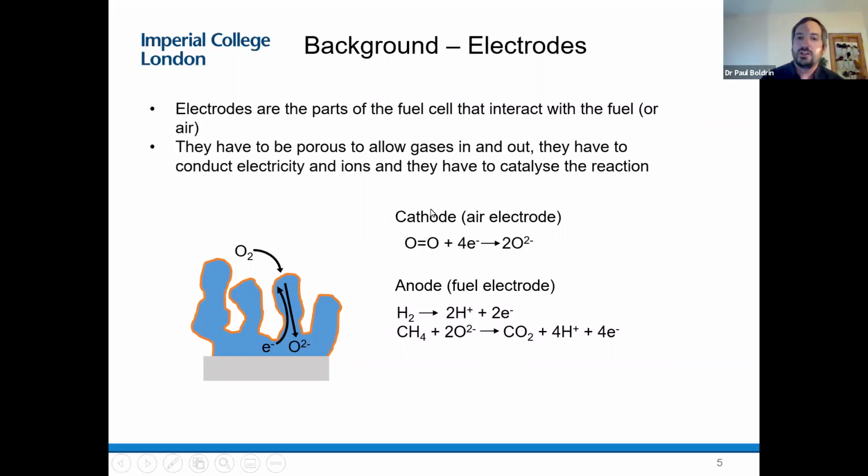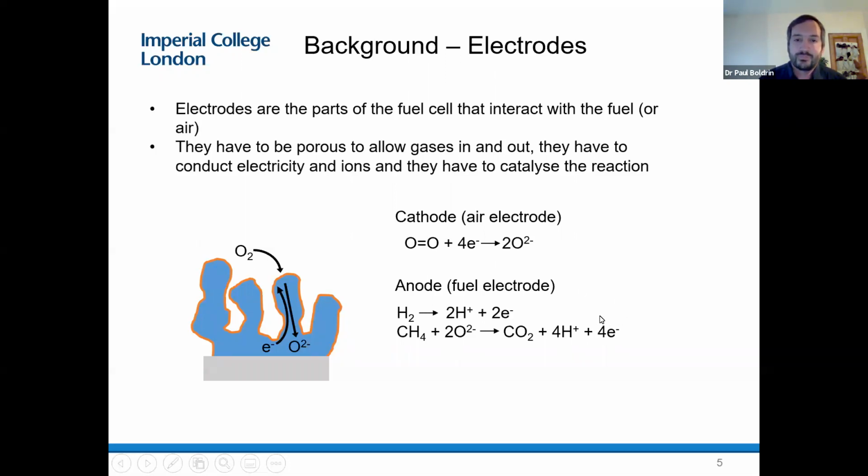All fuel cells have two electrodes. You've got the air side, which is called the cathode, and the main job of the air side is to split this oxygen bond to convert it into two oxide ions. And although we think of oxygen as being quite a reactive molecule, this is actually quite a strong bond. So in terms of the activity of the electrode, finding a material which is good at splitting this oxygen bond is quite difficult.